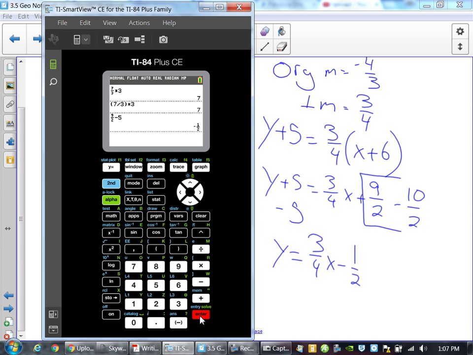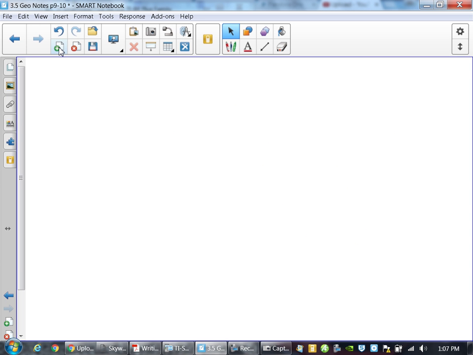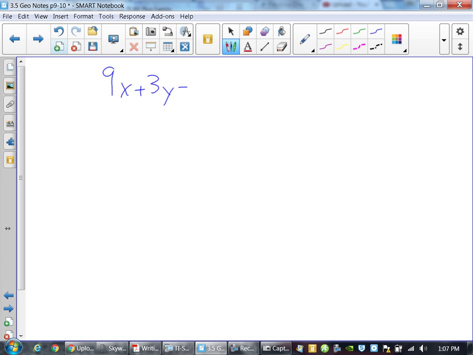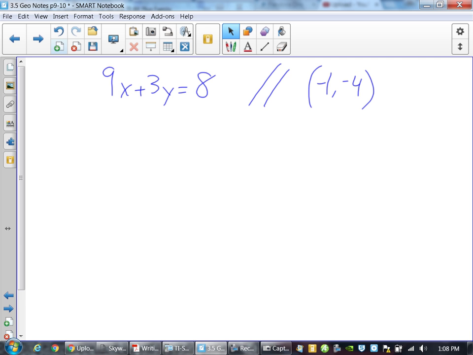Let's do some parallel. Remember, what I'm trying to get a little extra work on here today is getting y by itself. Let's do the same idea, but this time we're going to do a parallel problem. So really the only thing that changes is one little measly step. We still have to get y all by itself. We still need to go through some information like that to set it up.